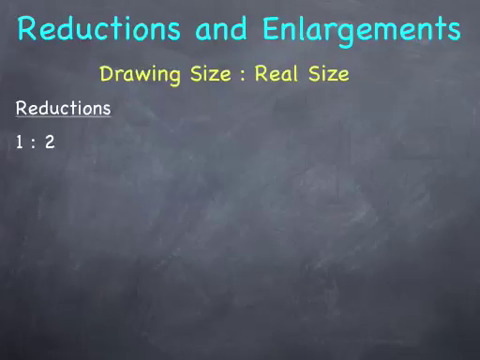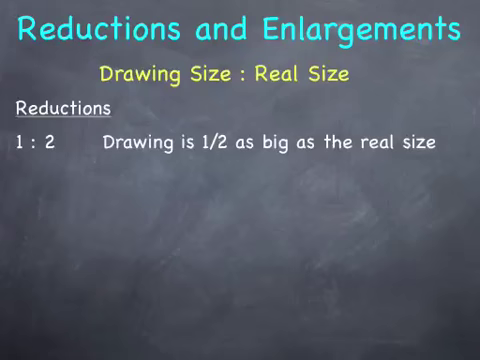Here's a very simple example of a reduction. 1 is to 2. So the drawing size is 1 compared to the real size of 2. That means we can make a fraction here now. The drawing size is half as big as the real size. That's what it means. The drawing would be half as big as what it is in real life.